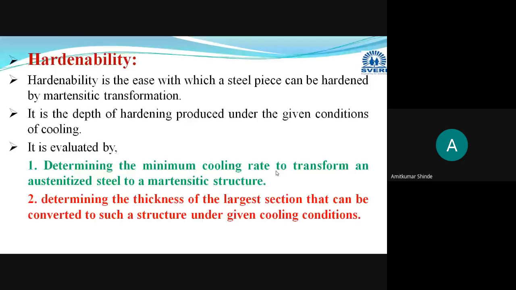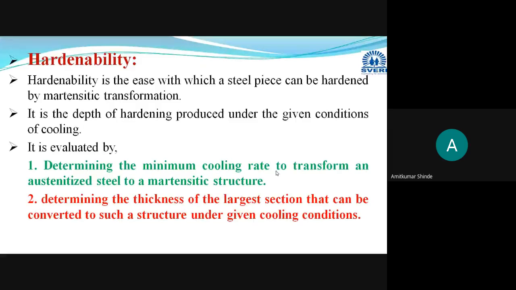Depending on their hardenability nature, you can classify them as non-hardenable steel. Suppose low carbon steel is there, then you are directly saying that these are non-hardenable steels, because we cannot perform the hardening process on them. Then medium carbon steels and high carbon steels, or alloy steels, are known as hardenable steels. And then how are we going to decide it?